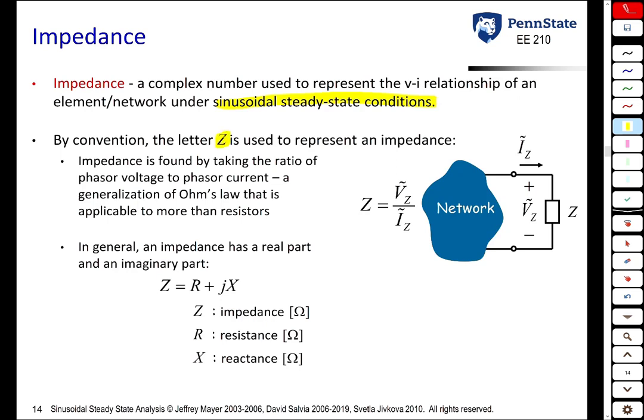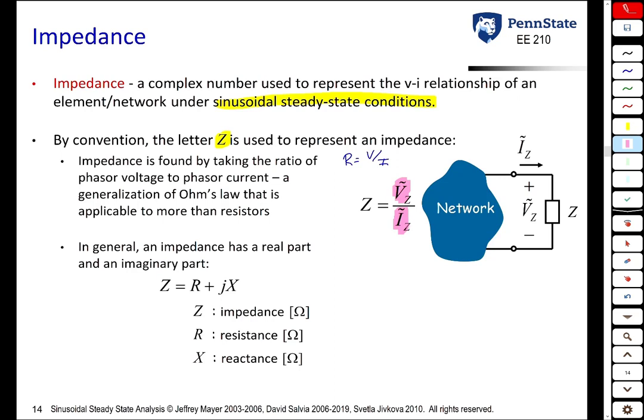Notation-wise, we're going to use the letter Z for impedances. So R, we always think about with just resistors, and R, resistance, is always going to be a real number. Impedances in general are going to have both real components and imaginary components. So just like resistance was voltage over current, R was V over I, that's Ohm's law, impedance is a phasor voltage over a phasor current.